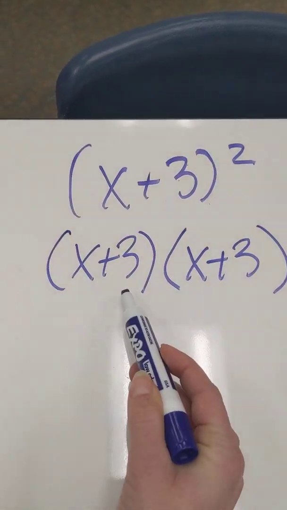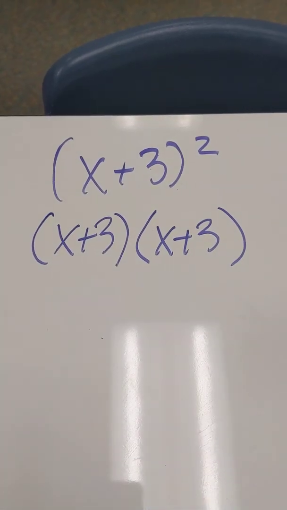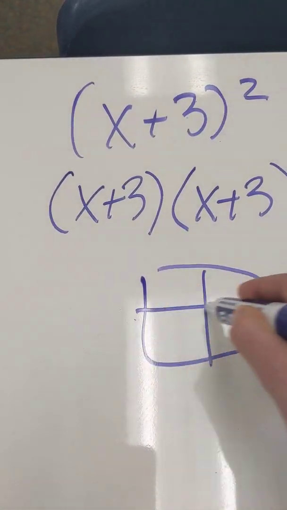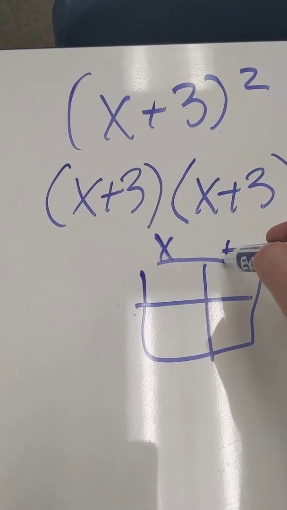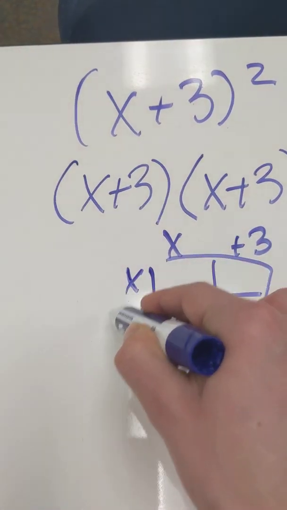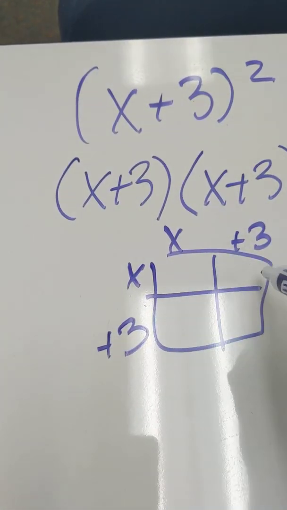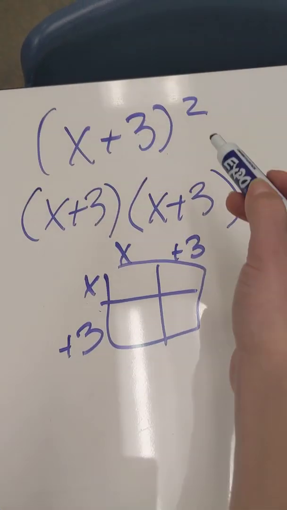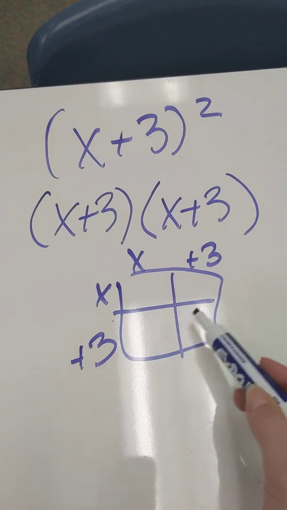Well, now look, I have a 2 term by a 2 term, so now you're just going to make a box. You'd make your box. I'm not going to run through this whole thing. I'm going to do x plus 3 on the top, also x plus 3 on the side, get all 4, add them all up. Okay, so if you square something, it means times it by itself, you still need to make a box.